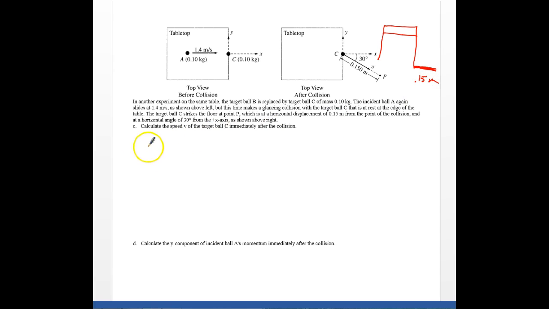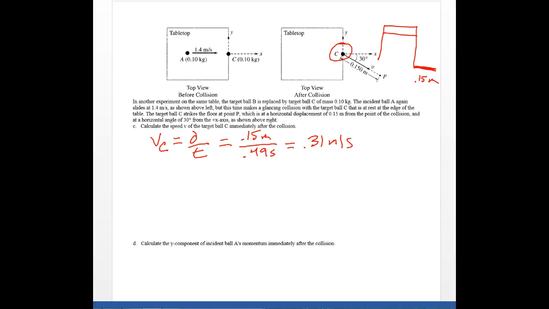They want us to find the speed of the ball again, so we're going to say the speed of ball C, because notice this is now about C, is equal to the distance divided by the time. We have a distance of 0.15 meters, and we know that the fall takes 0.49 seconds. So we end up with 0.31 meters per second. So that is the speed of the target ball C immediately after the collision. So that one's pretty easy to do.